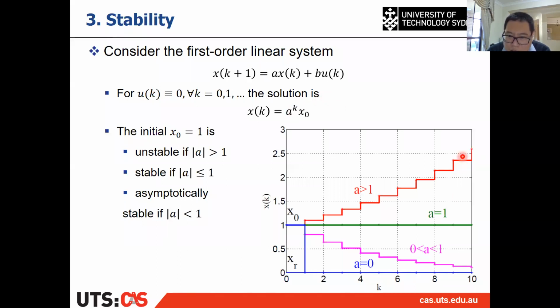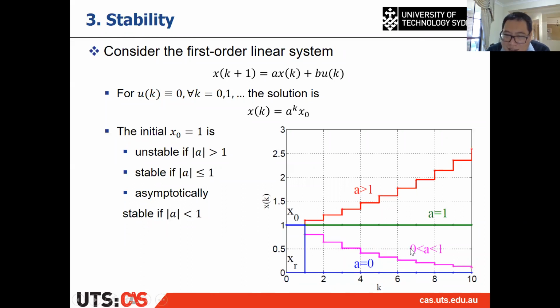So if a is larger than 1, this is not stable, right? But if we choose a equal to 1, then it will be constantly equal to 1. If we choose a between 0 and 1, because it's a power k, you can get the line in purple, which means in this case it converges towards 0, right?